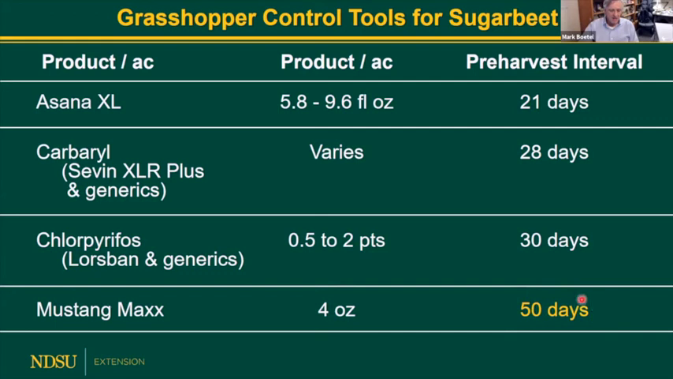I've got this highlighted here because we have to be careful if it's a later season infestation of grasshoppers, which you may not need to treat. They can take some defoliation, but if you choose to treat later on in the season, you have to be careful of this pre-harvest interval of 50 days.